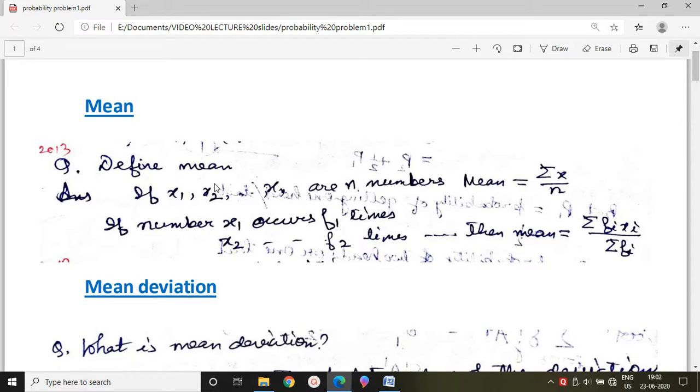Mean or arithmetic mean for a set of data is simply the sum over the data divided by the number of data values. Suppose x1, x2, ..., xn are n numbers in a given set of data. Then the mean will be the sum over all these x values divided by the number of values.